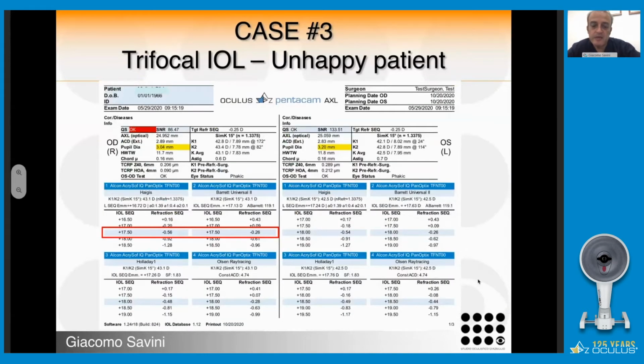And here you see the calculations made by the Pentacam wave with the Haigis and Barrett formula, which take into account the ACD and are among my preferred choices. I selected the 17.5 diopters. I just want you to focus on the right eye because the left eye did not have any trouble.